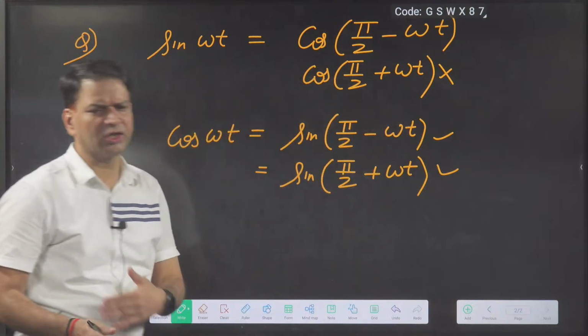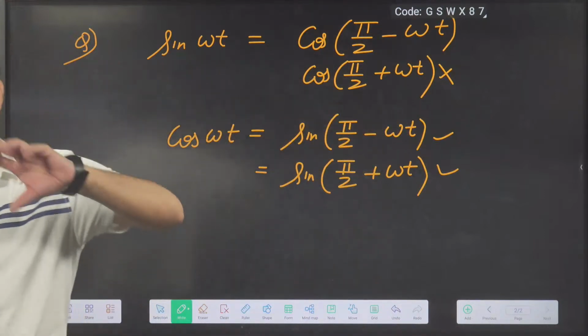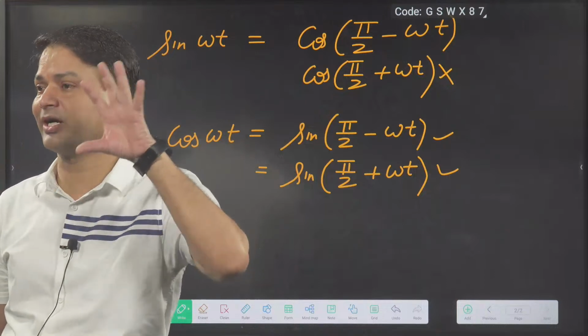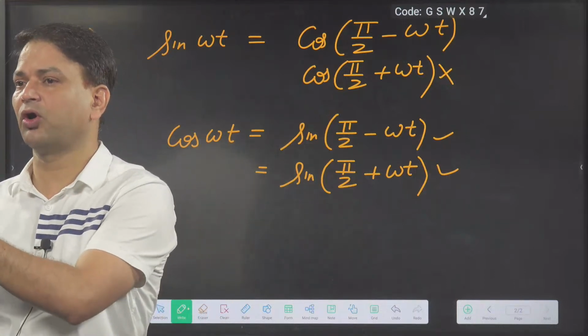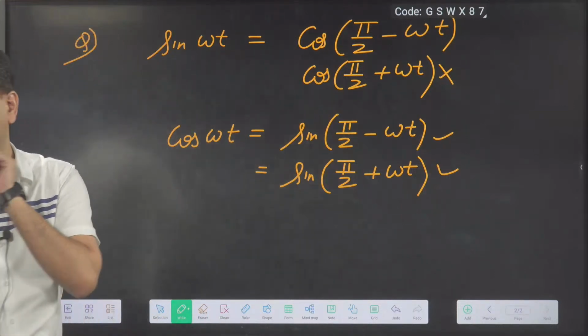If you are using 3 pi by 2, it works the same way, but with 3 pi by 2 minus and 3 pi by 2 plus, the quadrant will change. According to the quadrant you have to put the sign.